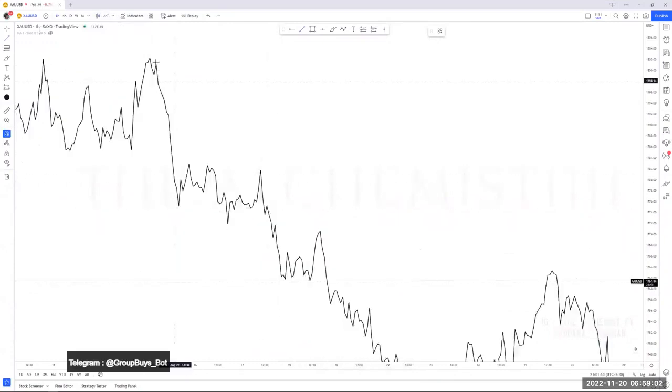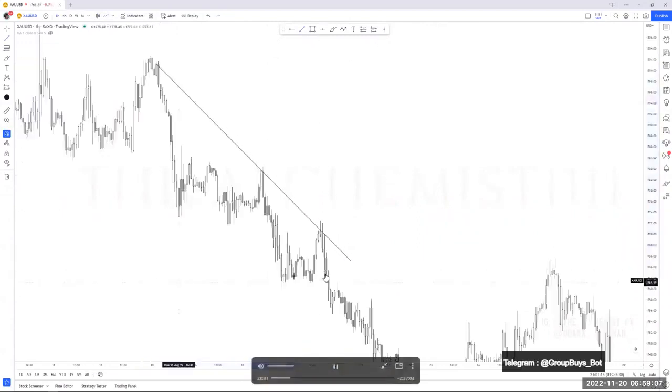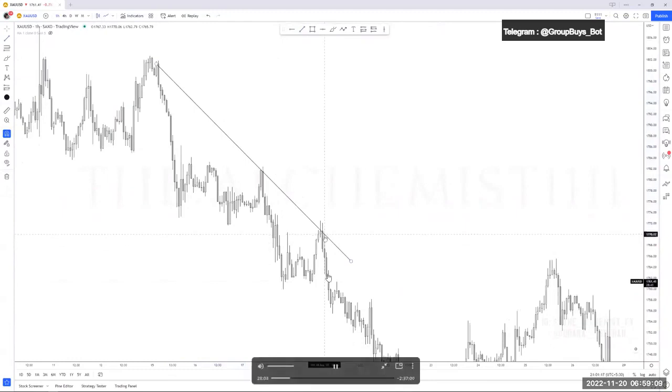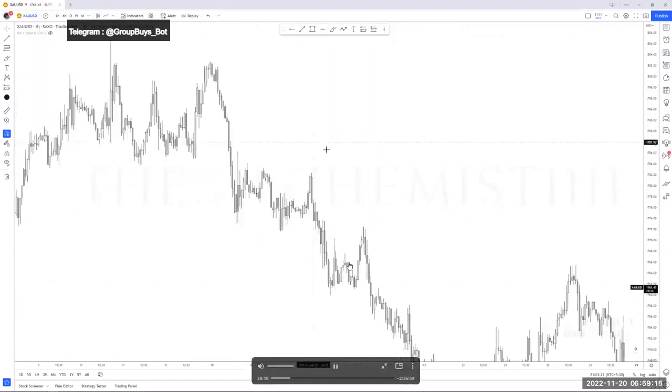So we're going to use a trend line, right? First touch, second touch, third touch can be our entry. Taps, see, even in here. Taps, and then it starts to drop. I'll show you another one.